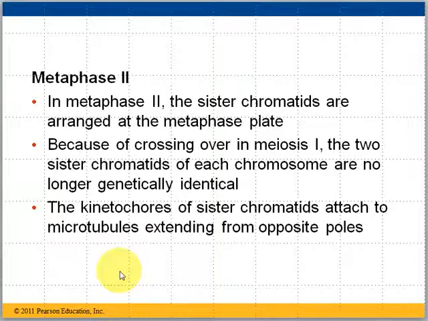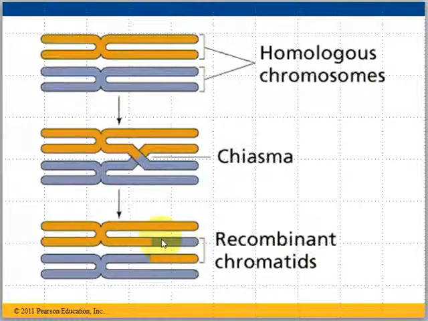And because of that crossing over that we had in meiosis 1 and prophase 1, the two sister chromatids, remember, are no longer genetically identical. So unlike in mitosis, the two sister chromatids now are slightly different from each other. Going back to our picture here, see how this sister chromatid at the very bottom no longer is an exact match of this sister chromatid that it's connected to. And this sister chromatid right here is no longer an exact match of the sister chromatid it's connected to. So that's one difference in meiosis.